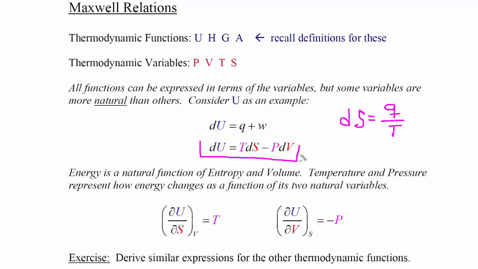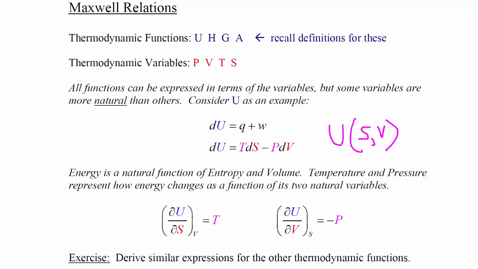And from that, what we say is that since we can write an expression like this, relating changes in energy to changes in entropy and volume, U itself is a natural function of those two variables, entropy and volume.